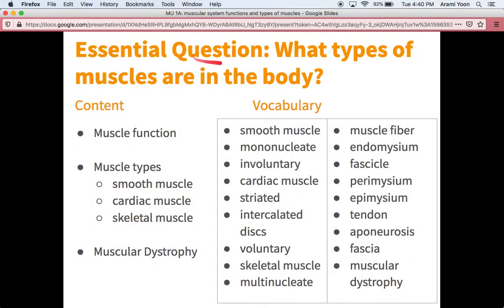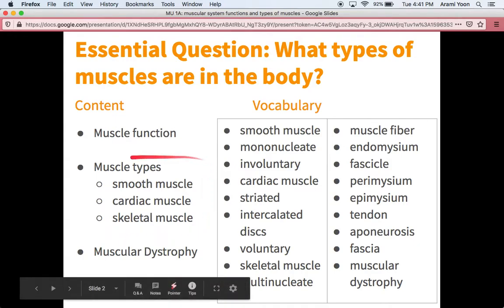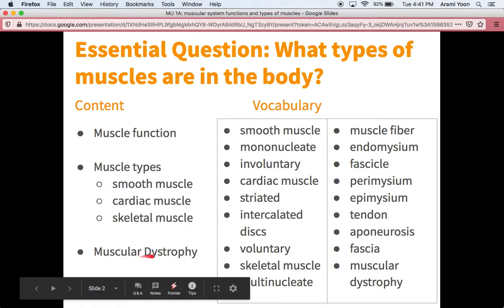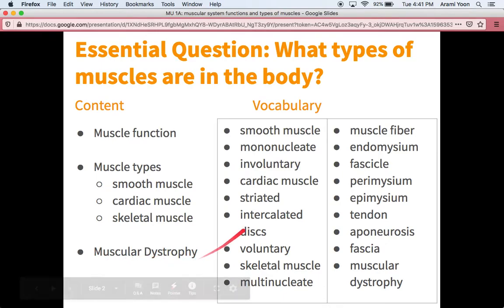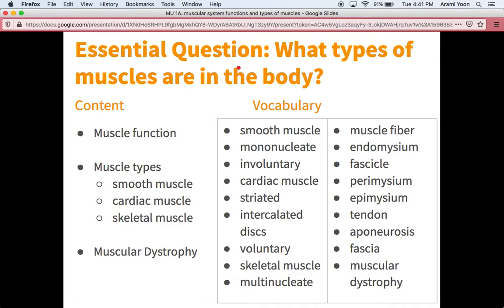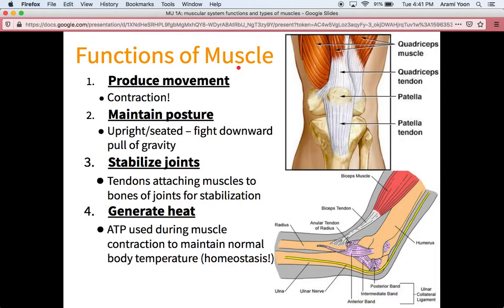So the essential question that we have today is what types of muscles are in the body? We'll talk about the function of muscles and then the three types of muscles: smooth, cardiac, and skeletal muscle. And we'll end with a brief discussion of a disease or disorder called muscular dystrophy. Here's the vocabulary that you should be able to use to answer this essential question by the end of this lecture.